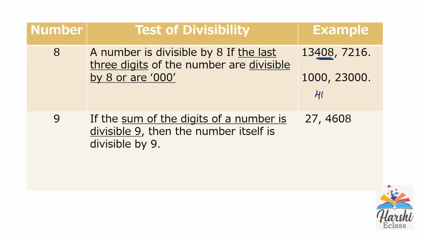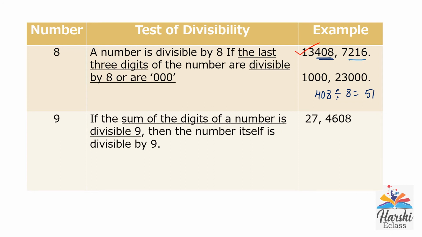408 divided by 8: 8 5s are 40, 8 1s are 8. 51 will come, remainder 0. That means 13,408 is also divisible by 8. Next number.